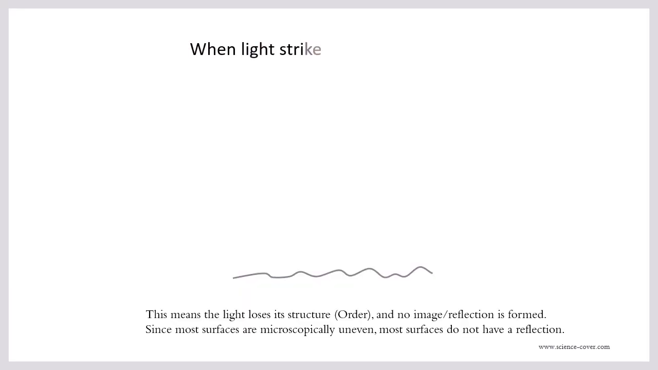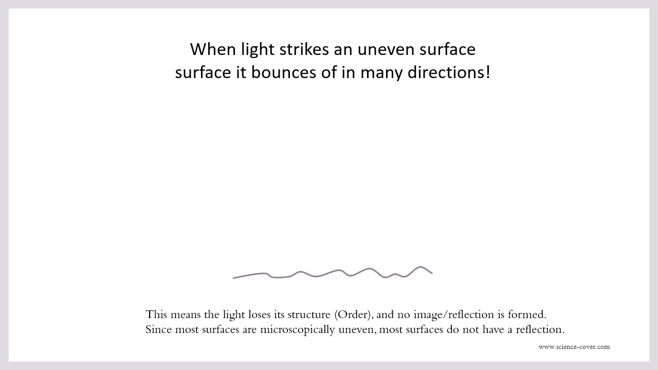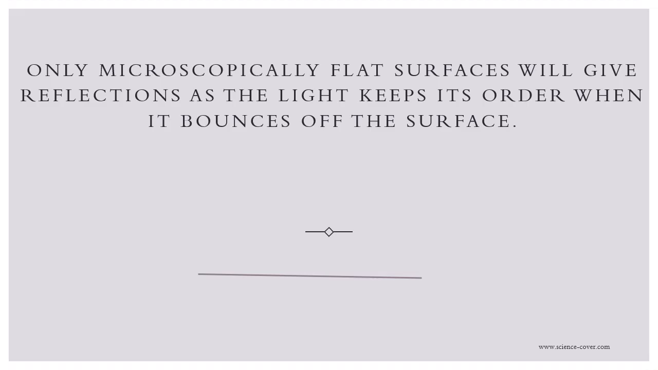This means that when the light strikes the uneven surface, it bounces off in many directions. This means that the light loses its structure, and therefore no image or reflection is formed. Since most surfaces are microscopically uneven, most surfaces do not have a reflection. Only microscopically flat surfaces will give reflections, as the light keeps its order when it bounces off the surface.